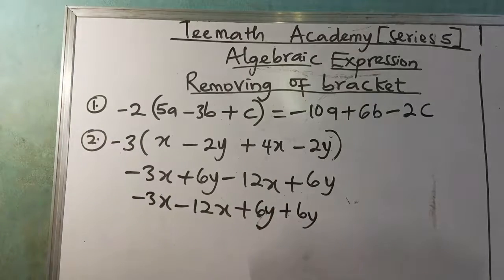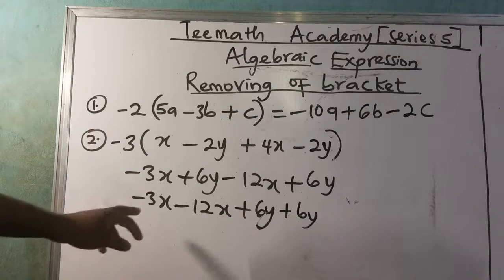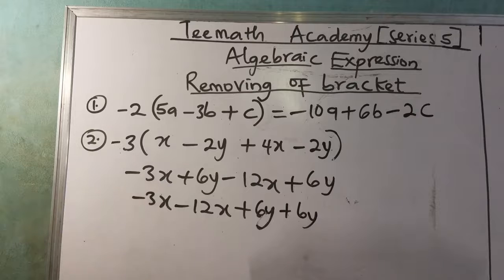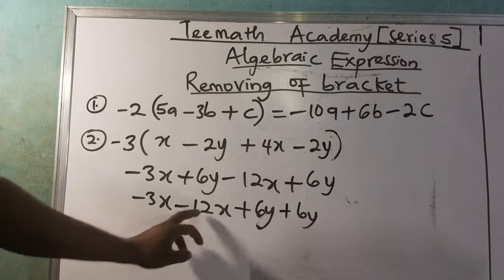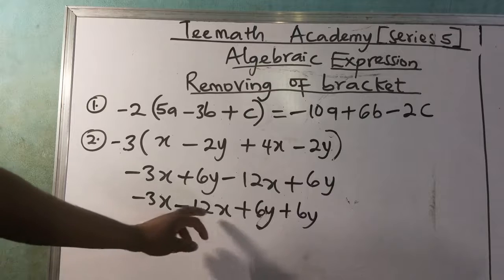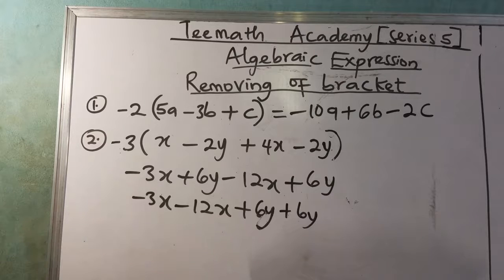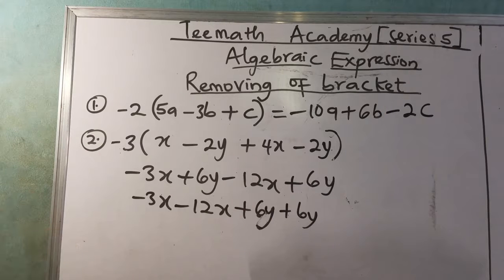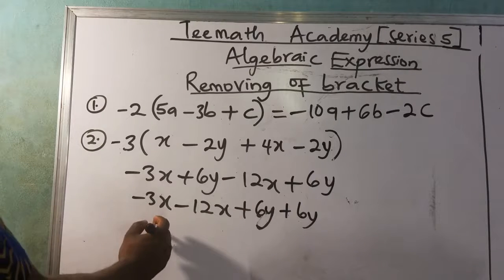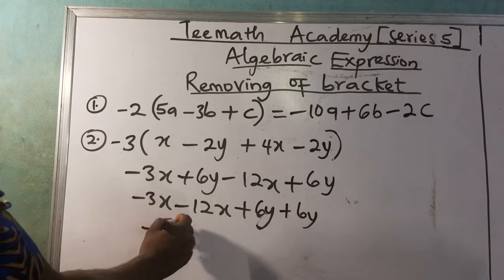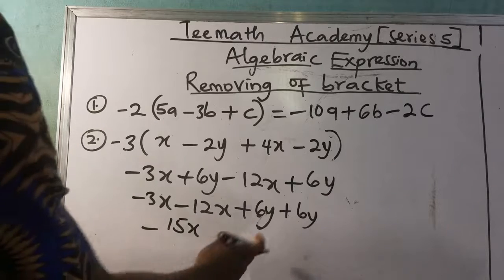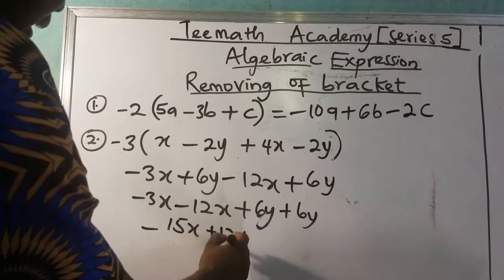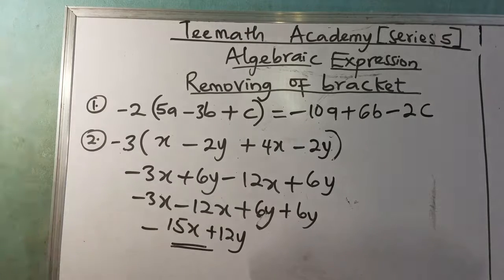So now we can do our operation. Minus 3x minus 12x. They are the same variables and power. So minus 3 minus 12, you are owing 3. Go and learn all these things in series 3, please. We have done everything there. So minus 3 minus 12 is minus 15, and because of the x, you put it. Then 6y plus 6y will be 12y. So that is the final answer.